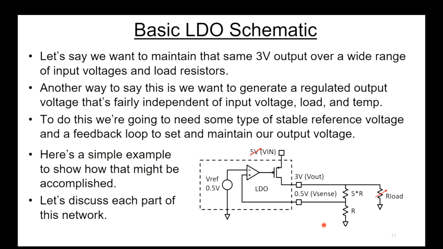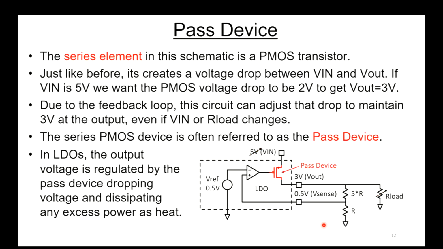So another way to say this is we want to generate a regulated output voltage that's fairly independent of the input voltage, of the load, and of temperature. So to do this, we're going to need some type of stable reference voltage and a feedback loop to set and maintain our output voltage. And what I show here is a very simple example of how that may be accomplished. I'm going to walk through each part of this network and try to explain how it works. The first thing I want to talk about is what we call the pass device.